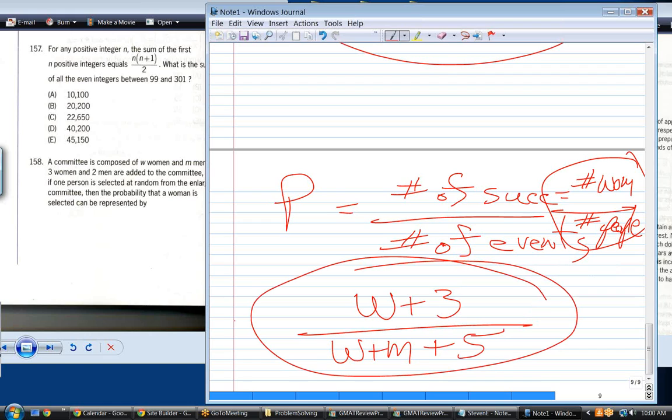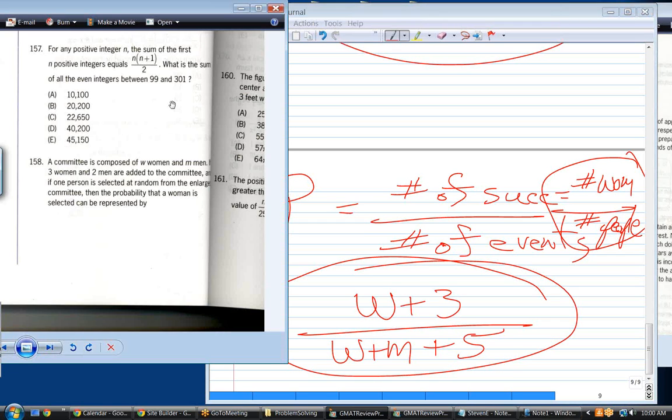So that was the way of looking at it. It's just what's the total women and what's the total people. Once you get to that notion, you know that it's W plus 3 over W plus M plus 5. Exactly. Right. And actually, that's a fairly straightforward problem. I would say that that's a medium to easy degree of difficulty. The key is knowing what probability means.